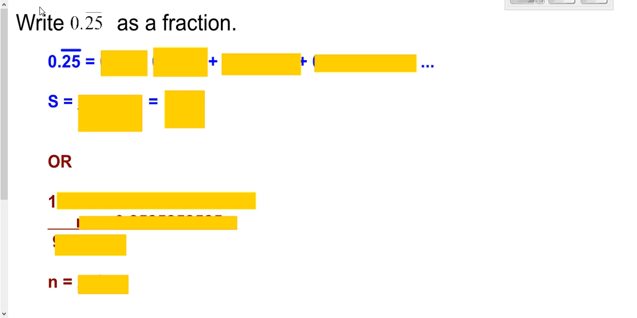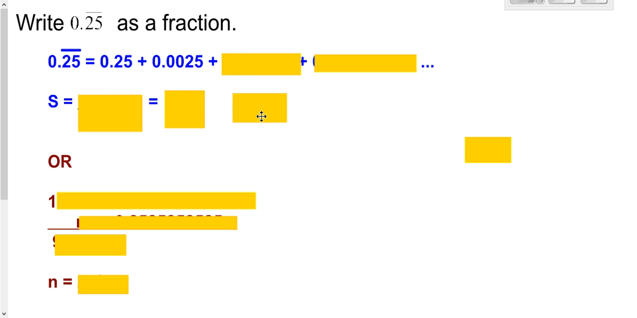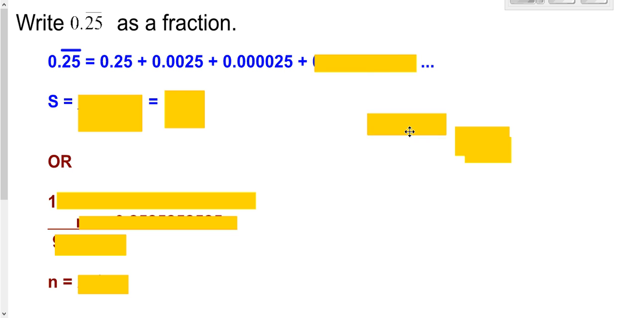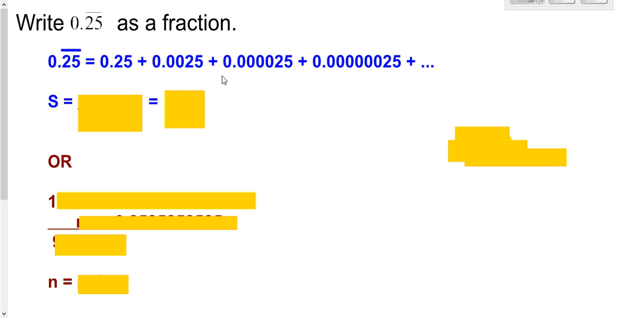So let's consider the 0.25 repeating decimal. And let's write that as a fraction. There's a couple ways you can do it. So 0.25 repeating is really 0.25 plus 0.0025 plus 0.000025 and so on. What we have written out here is an infinite geometric series.